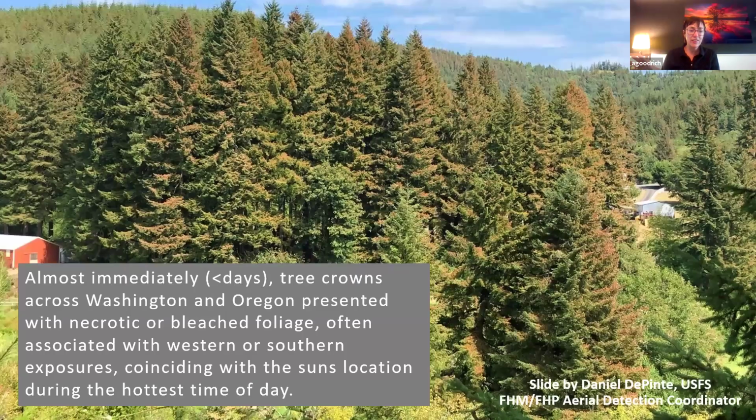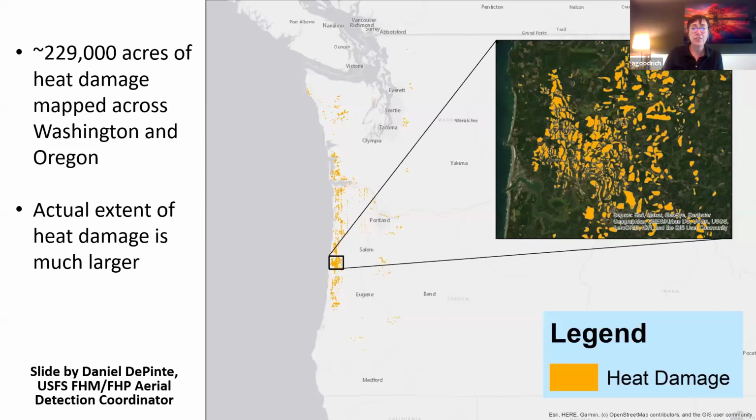So almost immediately after that, like some people will say hours, but it was definitely less than days, we saw tree crowns across Washington and Oregon started showing this sort of necrotic or bleached foliage. And often that was associated with the west or southwest facing exposures of the crown, like you can see in this photo. And that coincides with the sun's location during the hottest time of the day. And so it was attributed to that heat damage and the solar irradiance that occurred during that high heat.